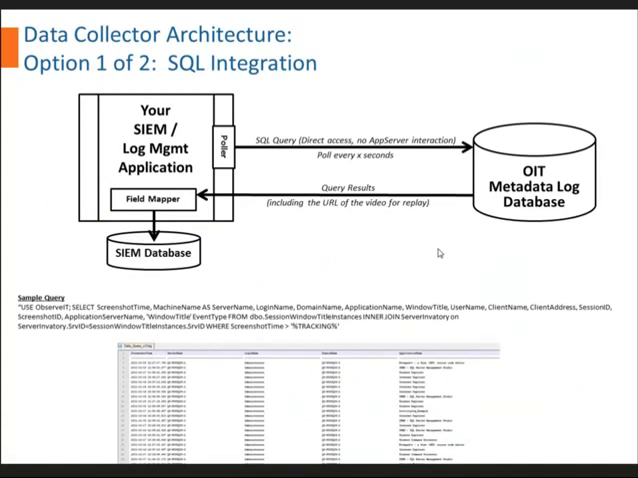Okay, so now we're going to drill down and understand a little bit more in depth the integration between the Observit database and the SIM platform. First of all, the Observit database, as you've probably understood so far, consists of two main types of data: the textual metadata database and the video replay. For starters, I'm going to talk about the metadata database.